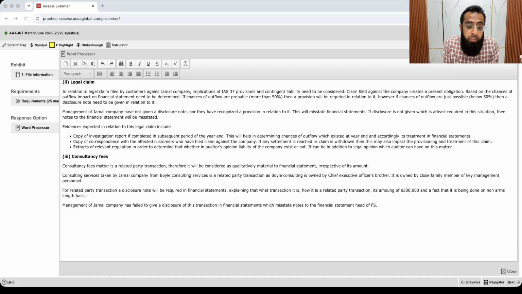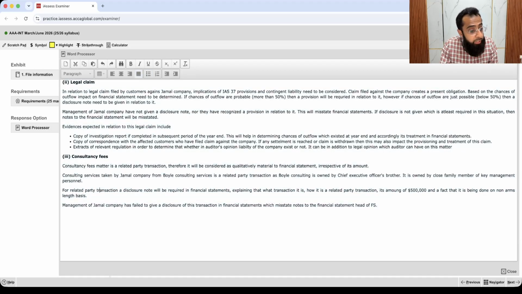Now there is a big confusion. Some students don't consider a misstatement in notes to the FS as a misstatement. That is wrong. See, income statement, SOFP, cash flow, changes in equity, and notes to the accounts. These are the 5 components of FS. If you fail to give disclosure, that will also misstate the FS because notes are one of the 5 components of the financial statements. So you commented on materiality, why it's a related party transaction, what needs to be included in the related party disclosure note, and what management is doing.